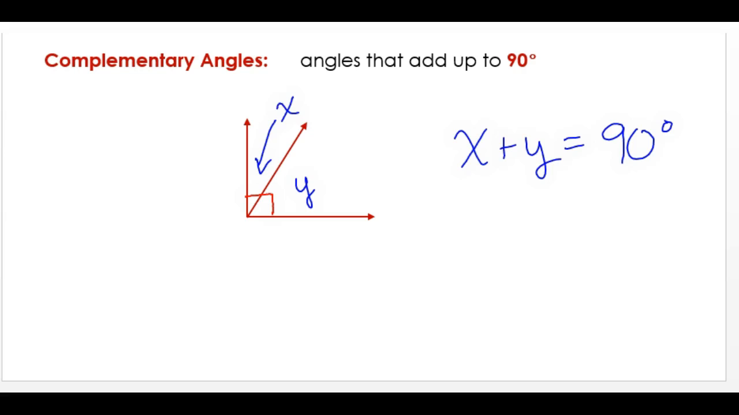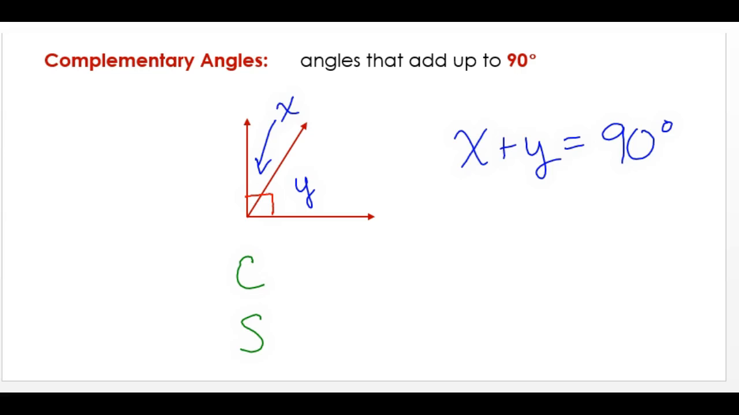Okay, so those are complementary angles. Students often struggle with these words, remembering which one is supposed to be 90 degrees and which one is supposed to be 180 degrees. The way that I worked it out for myself is I remembered that C comes before S in the alphabet.